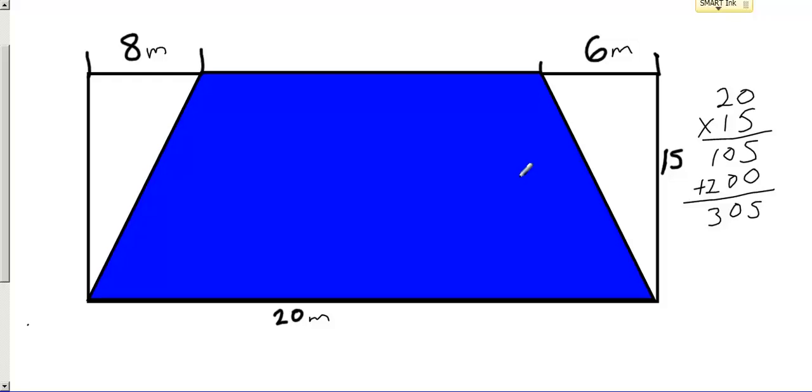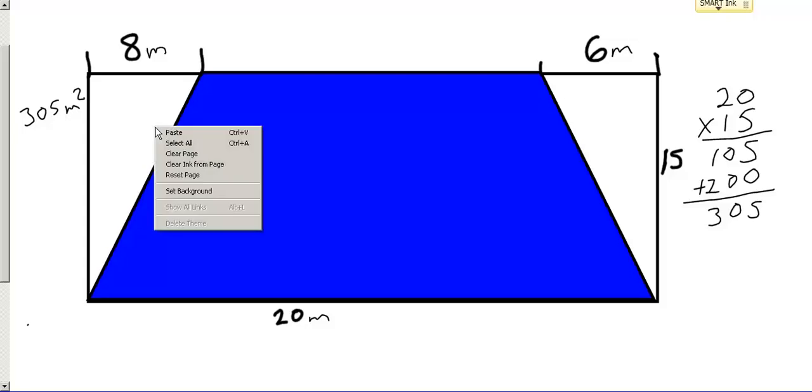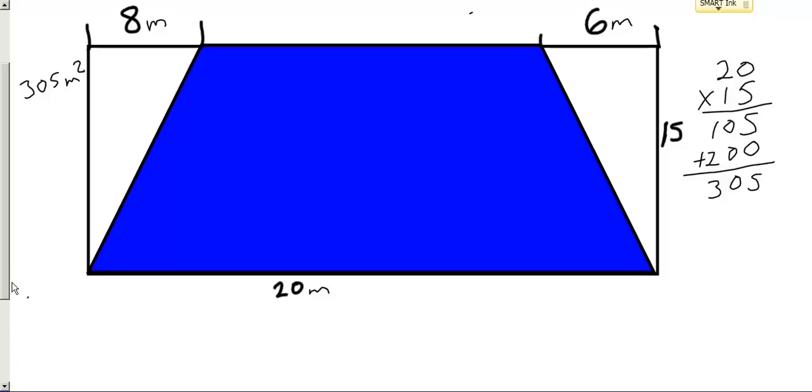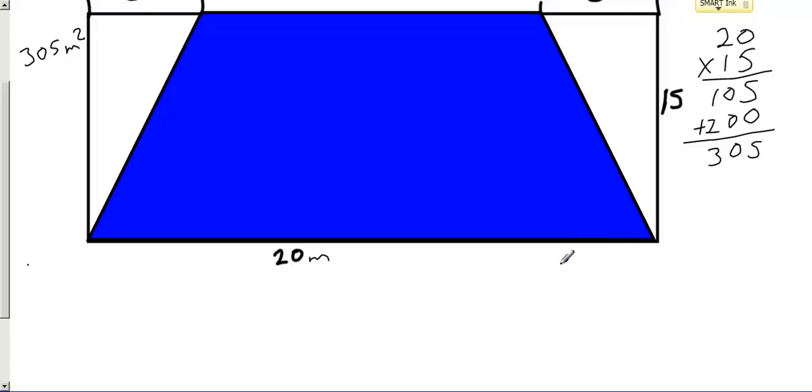So the area of this entire rectangle is 300 meters squared. But that's not what I want. I want to find the area of the trapezoid. So if the whole rectangle is 300, I need to take away these two triangles. Well, which one do you want to start with? Let's start with this guy over here because I have a base and I have a height. So the formula for the area of a triangle is, you know it, you know it, you know it, base times height divided by 2. Base times height divided by 2.